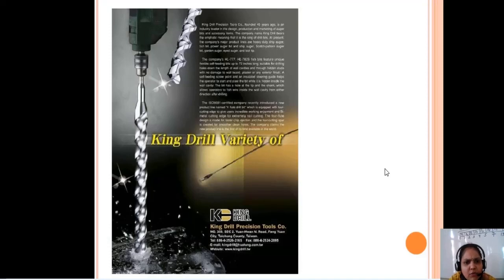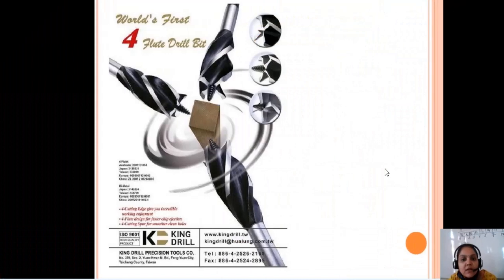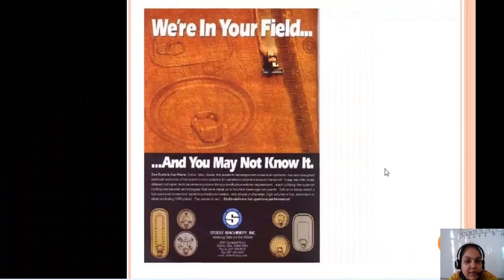We know the drilling machine, but what are they doing here? From this image, we get curious to understand what exactly this drill is trying to do. Then we start studying the content inside it. So you have to make your article so attractive that everyone finds it appropriate and uses it. See how the image has been placed: world's first four fluent drill bit. See how it is looking, how much attractiveness they are giving you. So this is a kind of advertisement that you can use.